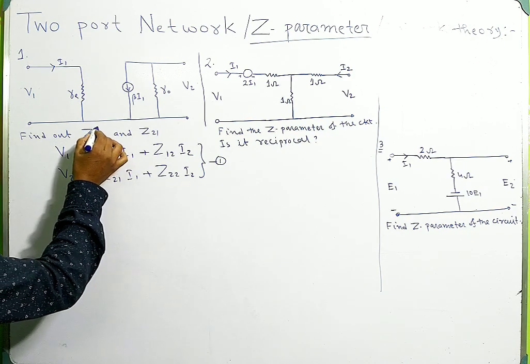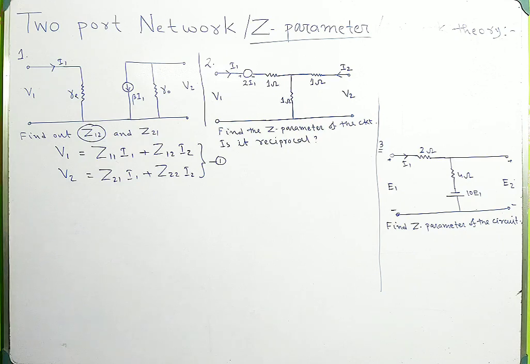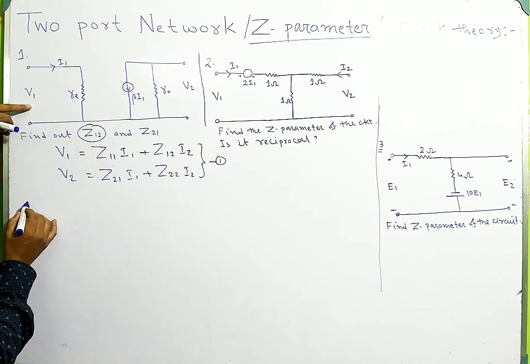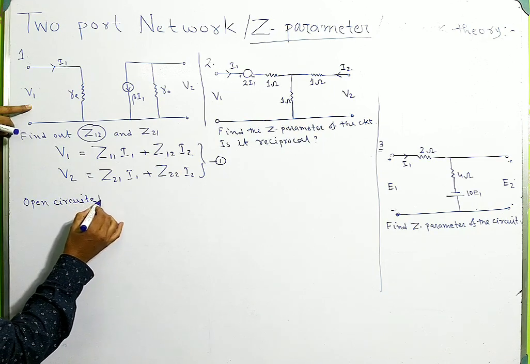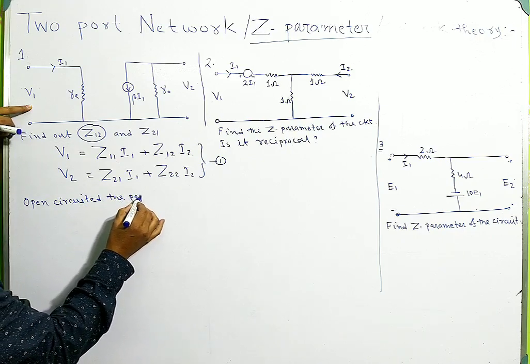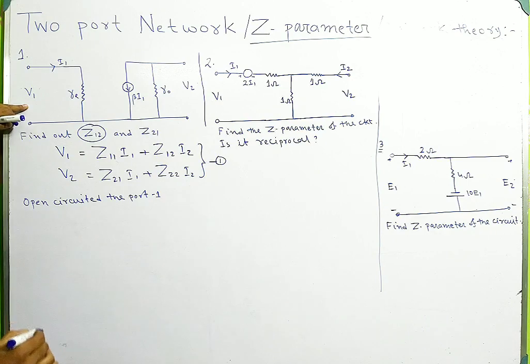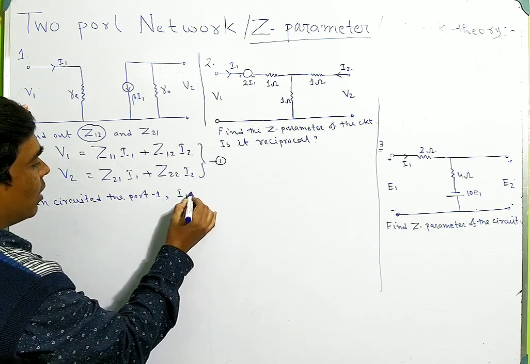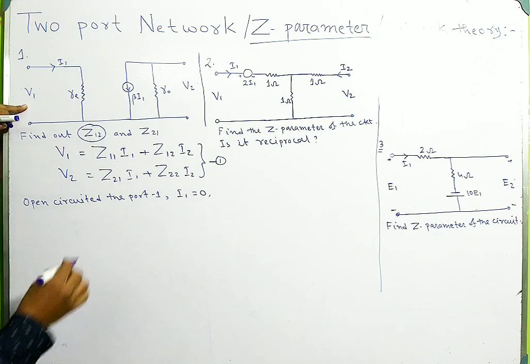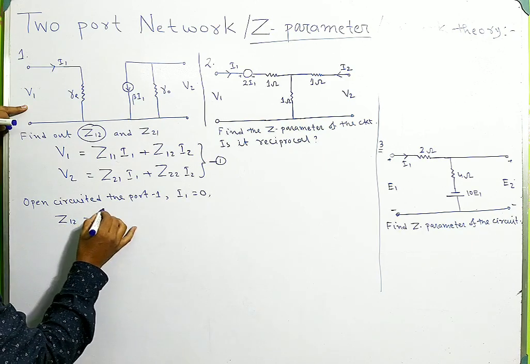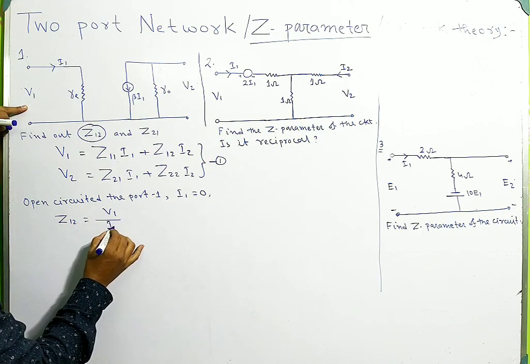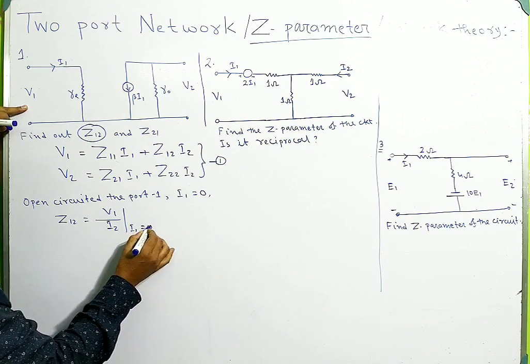You have to calculate this Z12. If you want to calculate Z12, you have to open circuit this terminal. Port 1 must be open circuited. That means I1 equals 0. When I1 equals 0, then Z12 is given by V1 by I2 when I1 equals 0.